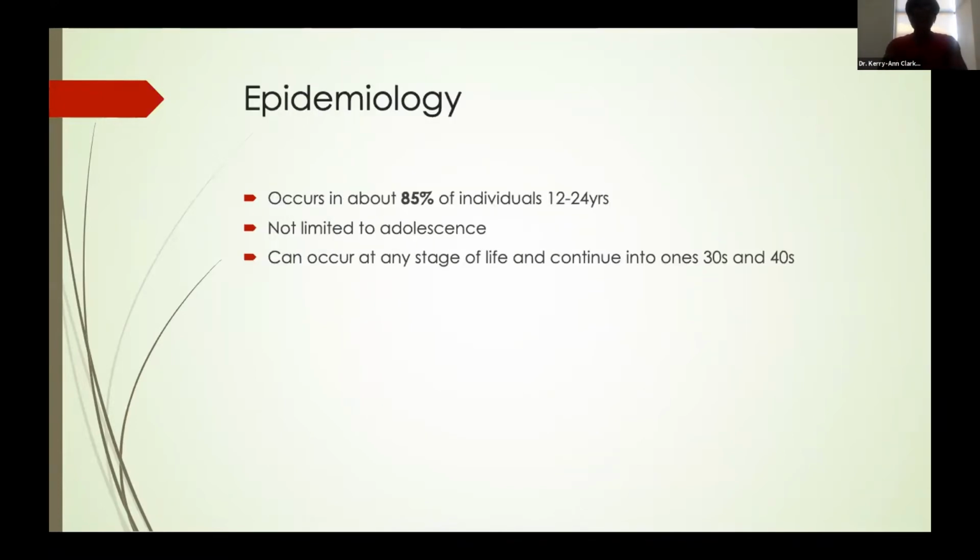Acne is very common. Most of us will see this. Definitely, I can't remember a day when I've seen patients and I'm not seeing at least one patient with acne vulgaris. It occurs in about 85% of individuals between the age of 12 to 24 years. You can see acne in neonates, and this is usually due to the hormones passed on from the mother, so this is self-limiting, but most times acne will start between 12 to 24 years. It's not limited to adolescence. It can occur at any stage, and it will continue into one's 30s and 40s as well.